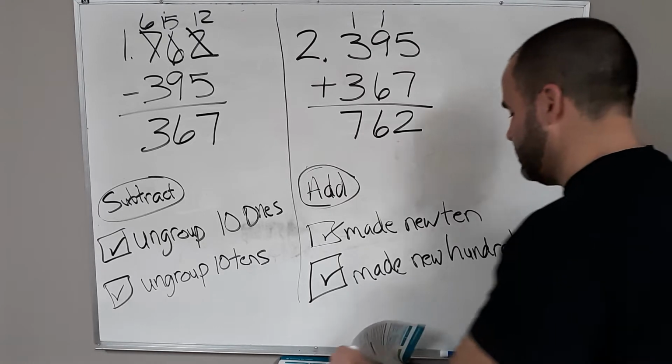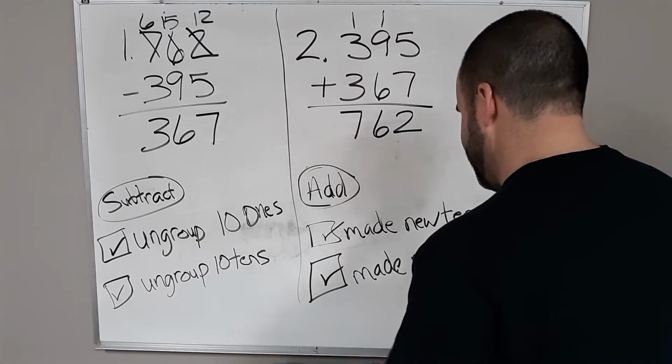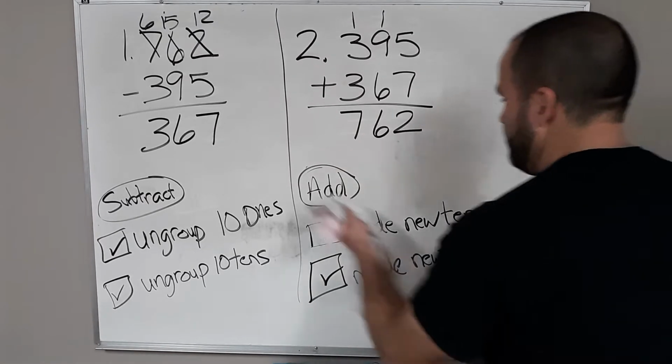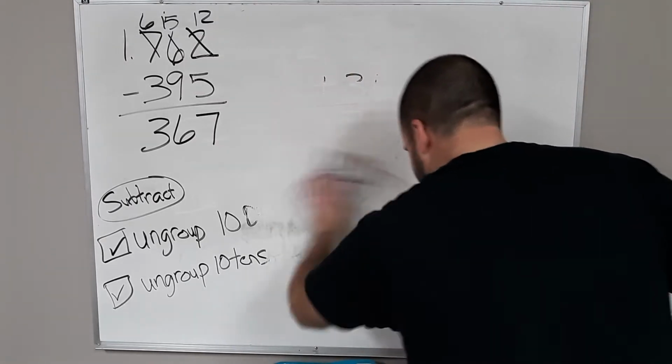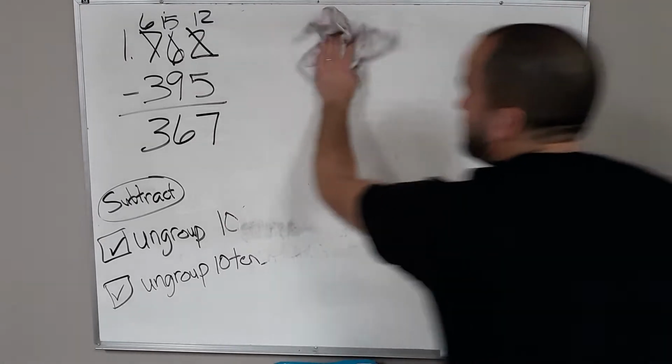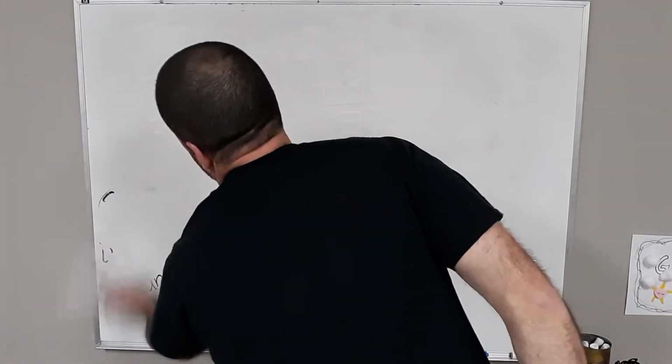The bottom 2 you can do on your own, numbers 3 and 4. Now, on the back side, what we're going to do is we're going to do some checking. And we're going to subtract to check.